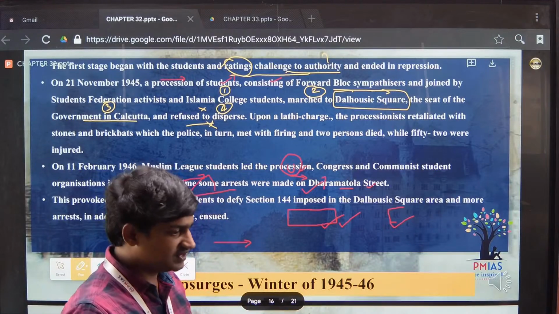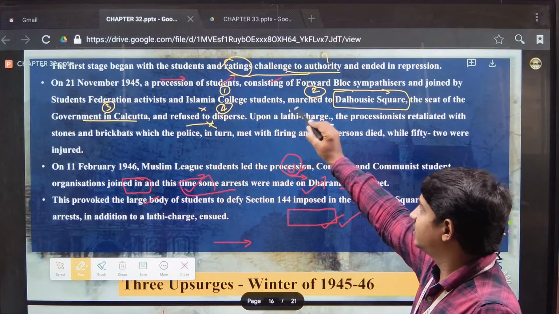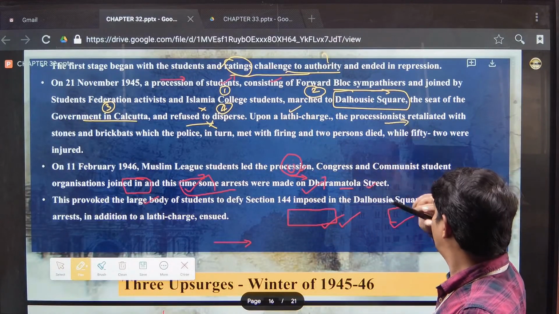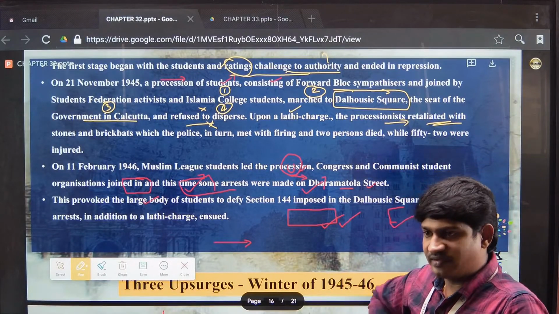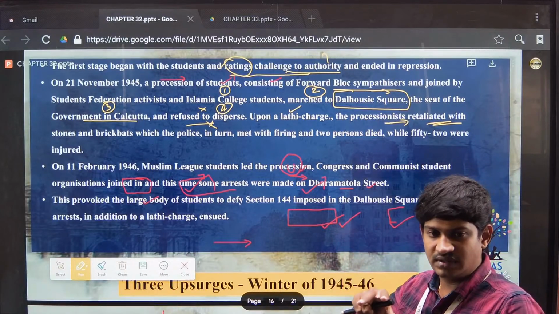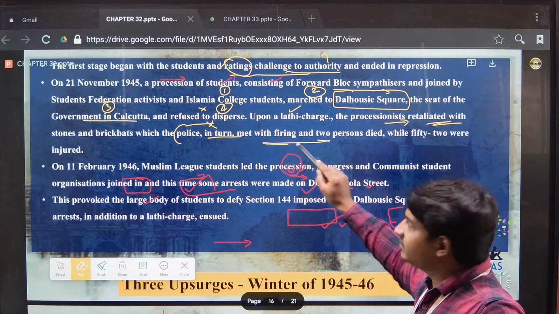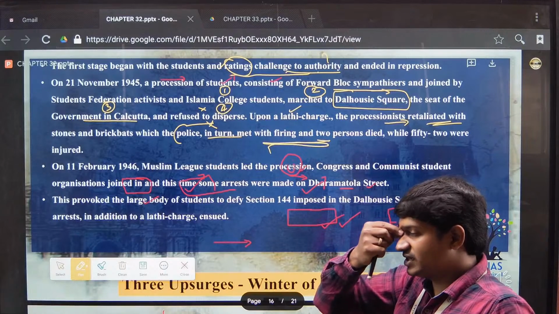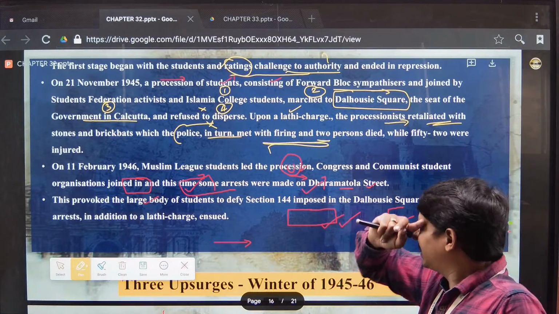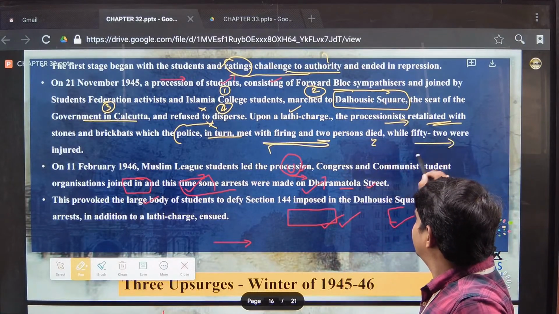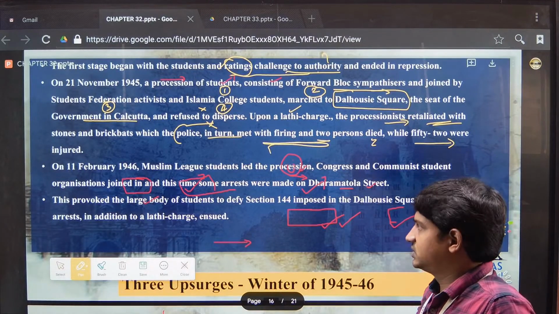And then the British, as the protesters were not dispersing, used lathi charges, and the protesters retaliated with stones and brickbats. They picked up stones and it became riot-like conditions at this place. The police in turn met with firing. The police kept telling them not to protest and to drop it, and it turned into a riot. In this, 2 persons died and about 52 persons were severely and brutally injured in these riots.